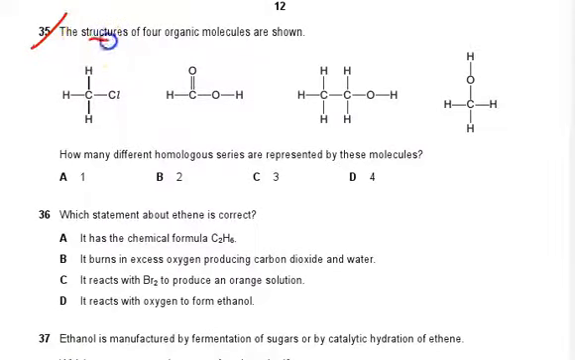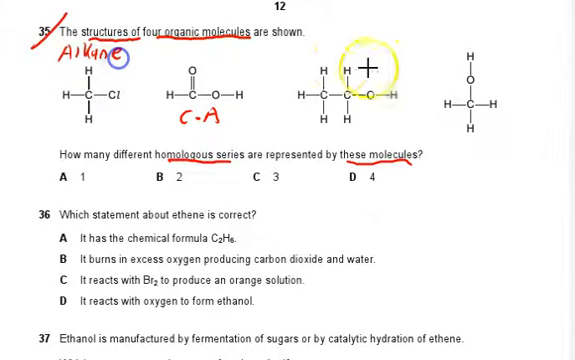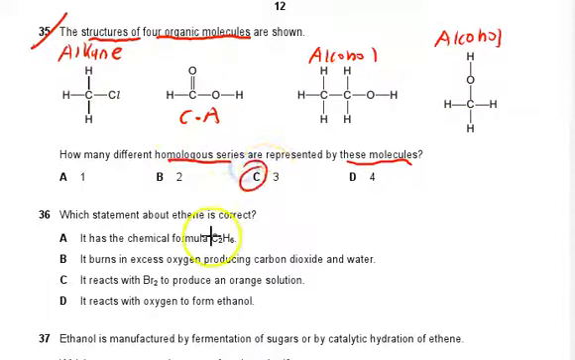Okay, number 35. The structure of 4 organic molecules are shown. So how many different homologous series are represented by these molecules? So this is carboxylic acid. This is supposed to be alkane. This is alcohol, and this is also an alcohol. Okay, so there are 3 groups. So your answer is C here.